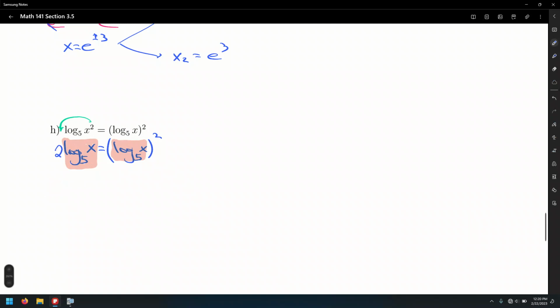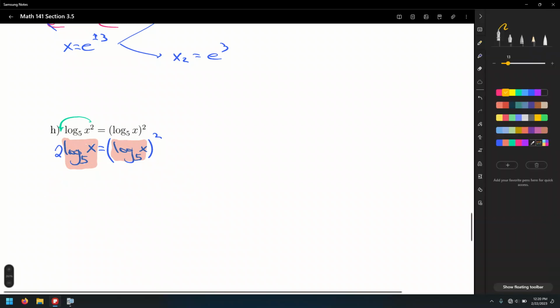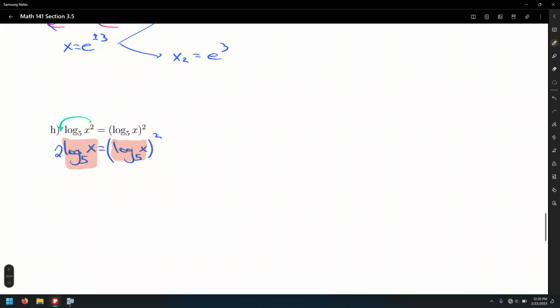Hold on, before doing that, how about we do a u substitution in a similar way that we did with the previous few examples. u equals log base 5 of x. So let's send this problem from the world of x to the world of u. That's going to be 2u equals u squared. And notice how that equation is a simpler equation. It's a polynomial equation that we can solve by factoring in this case.